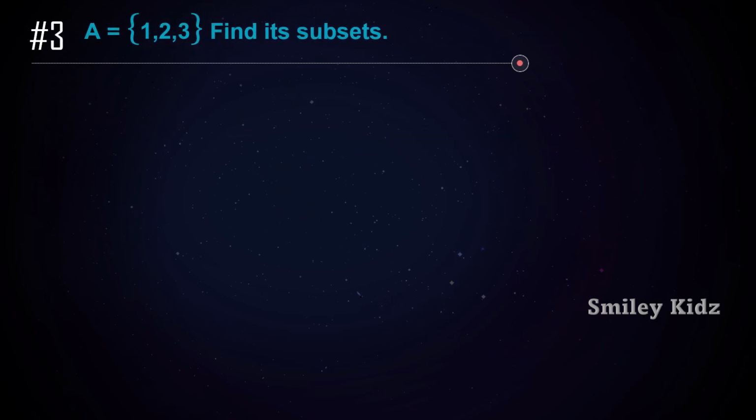Well, here we have the power set. If I say A is equal to {1, 2, 3}, find its subsets. But here I'm not writing just subsets, but I'll write find all its subsets. Now, firstly, how many elements are there? 3 elements, 2 power 3, 8. So you'll have 8 subsets.